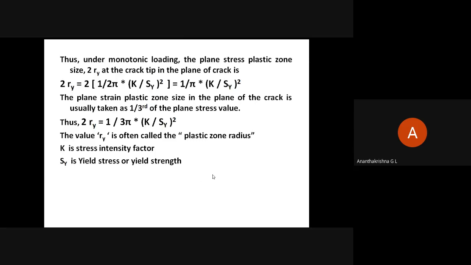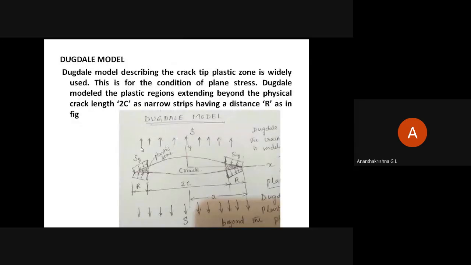Let's move on. So this is the Dugdale model. That was the Irwin model. This is the Dugdale model, which describes the crack tip plastic zone. This model is widely used, and this is for the condition of plane stress. What he did is he modeled the plastic regions extending beyond the physical crack length 2C. So this is the physical crack length 2C. He went beyond and added another distance R.